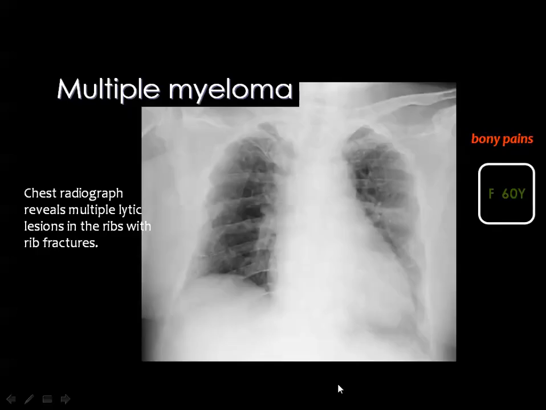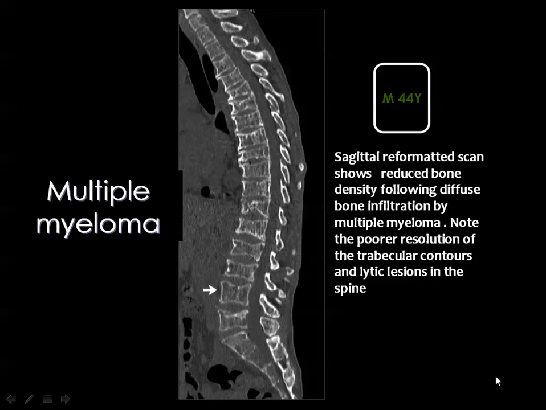extraosseous soft tissue component. And multiple myeloma is, let's say, difficult to diagnose on the plain film unless you can look peripherally in the scapulae and the clavicles for small osteolytic lesions in the skeleton. But whenever you have the CT scan, it's an easy diagnosis, especially in the vertebrae and also in the ribs.